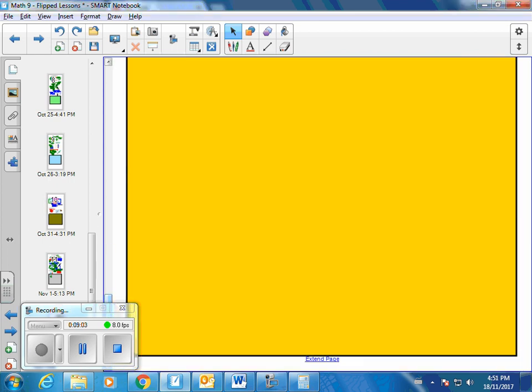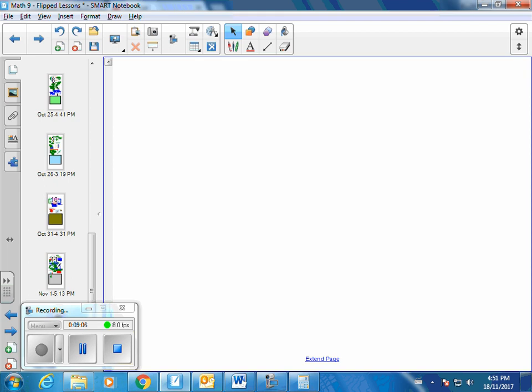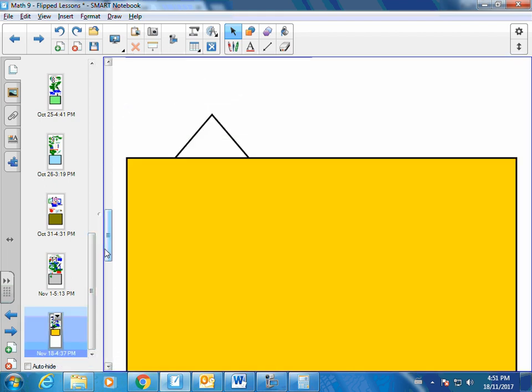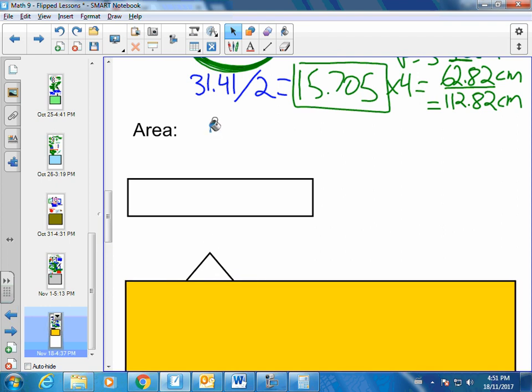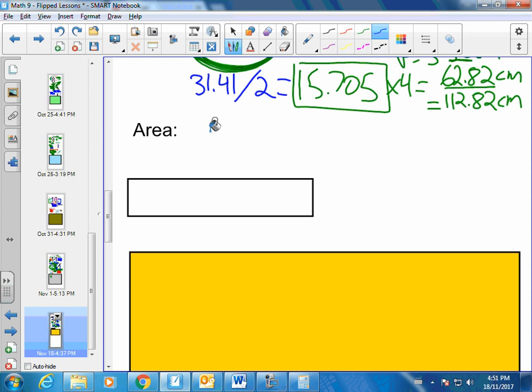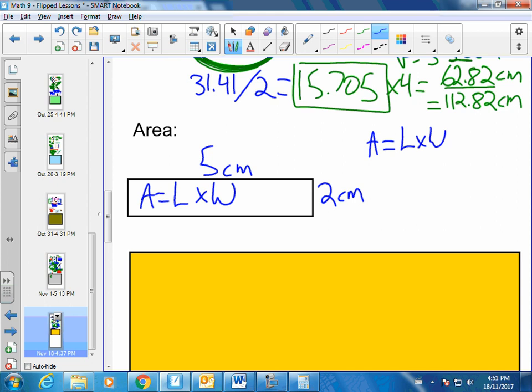But how do we deal with area? Let me extend this so I don't have to keep bumping my screen. Area is not that much more difficult as long as you can follow directions and follow a formula. So the area for squares and rectangles is length times width. Let's say that this is our 5 centimeter and 2 centimeter box again. My formula is simply area equals length times width. So in this case, it is 5 times 2. So my area equals 10 centimeters.